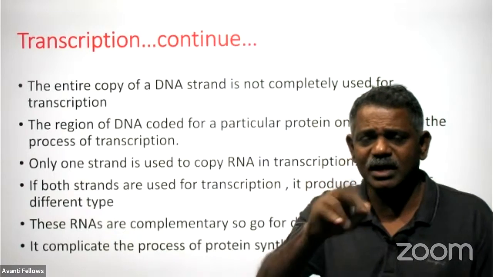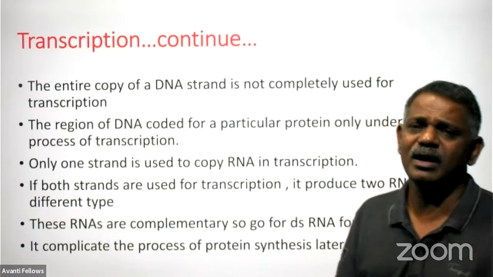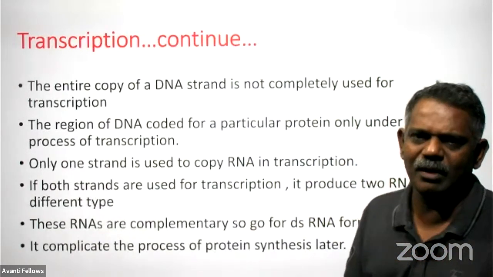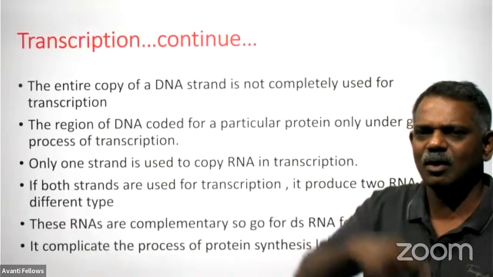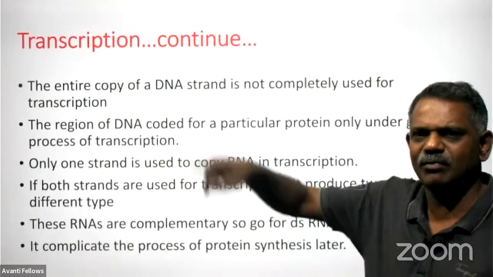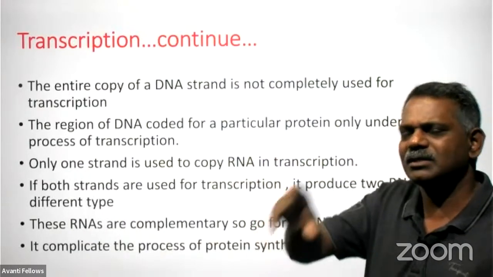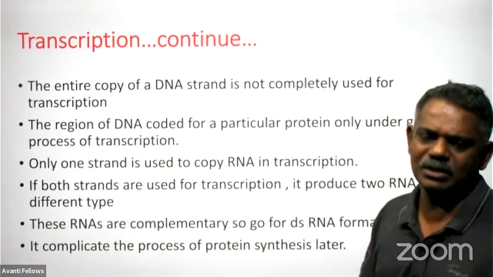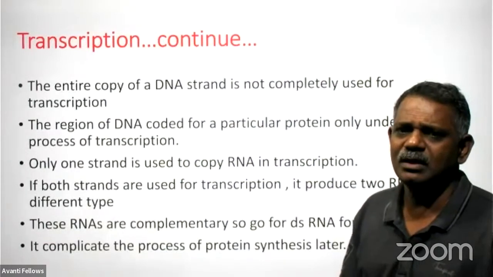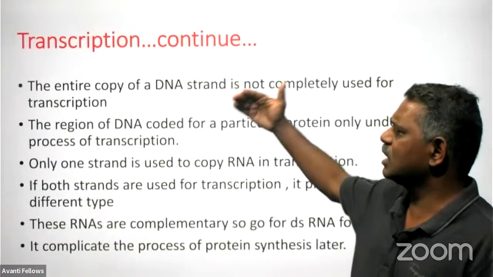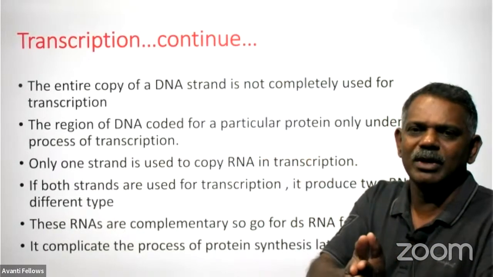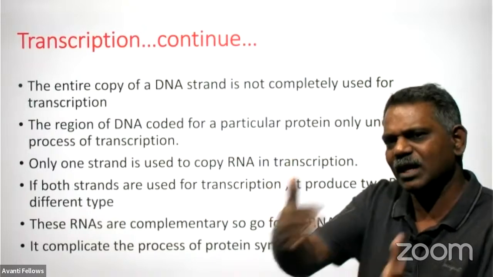What will happen if both the strands of the DNA are used for copying RNA? Both the strands of DNA are complementary. All of you know adenine, thymine, guanine, cytosine, such a combination we can find in the DNA. Both the strands are antiparallel and complementary. The nitrogenous bases are complementary pairs only. Suppose both the strands are producing RNA. Two RNAs will be produced, and both RNAs are also complementary because they are copied directly from the same place only.